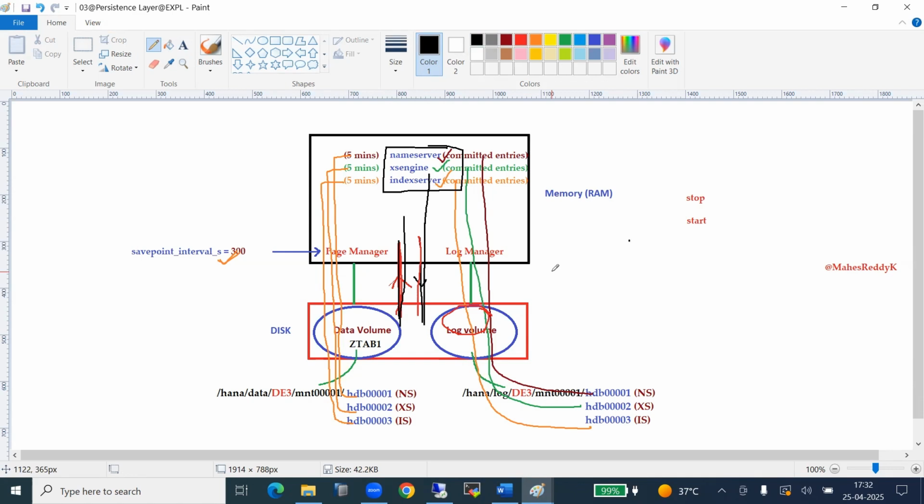So far we discussed only single container. When we install multi-container, we get systemdb and also tenantdb. Again, we have to discuss what the persistent services are in systemdb and what the persistent services are in tenantdb.